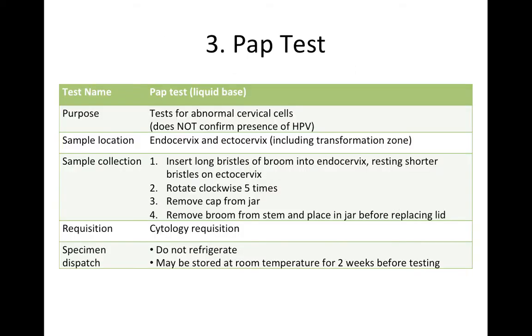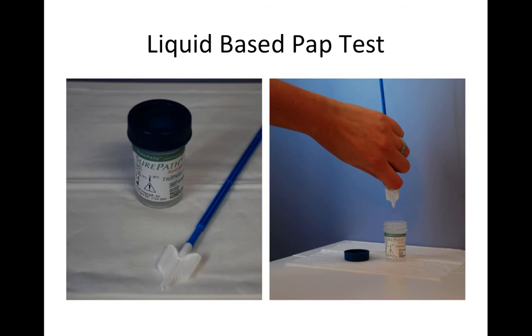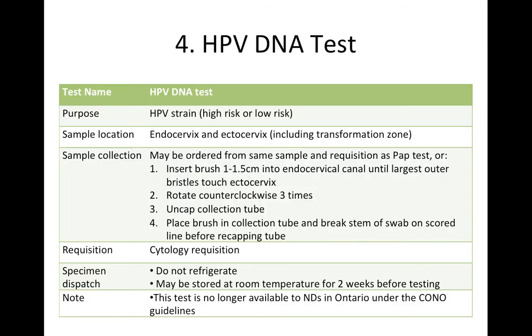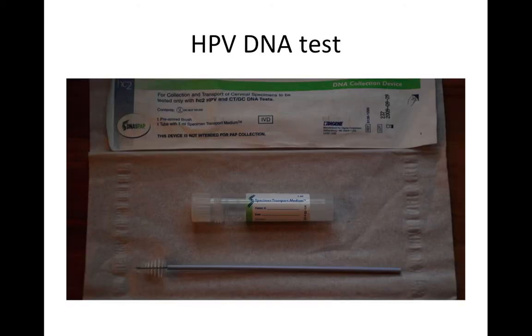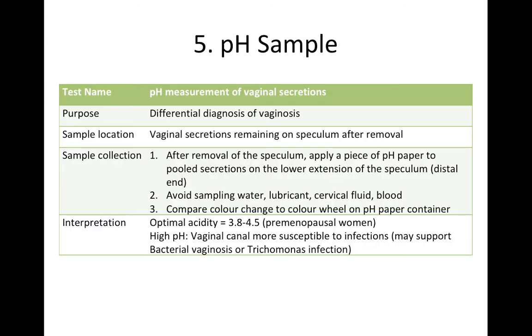You insert it, and then while some of the bristles are still touching the face of the cervix, rotate clockwise 5 times. You remove the cap from the jar and then pop off the top with your thumb. Be careful, if you're not doing it in a controlled manner, it can pop off and shoot across the room. This test should not be refrigerated, and it can sit at room temperature for quite a long time. I'm not going to get into this. You can read it. It's a way to collect tests for HPV DNA. We cannot do it in Ontario anymore.